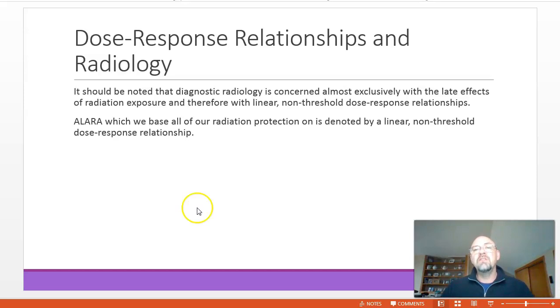So our concern happens to be more of those late effects, where even just a little bit of dose, just a little bit of X-ray to the person's body, is going to cause some type of biological response. And of course, as I've mentioned, I'm trying to drill this into your head, ALARA, as low as reasonably achievable, is represented by a linear non-threshold dose-response relationship. And if you remember that, you're good.